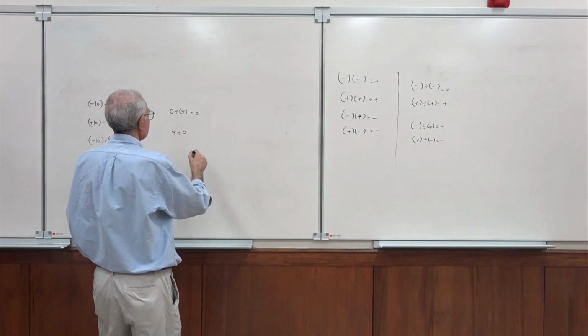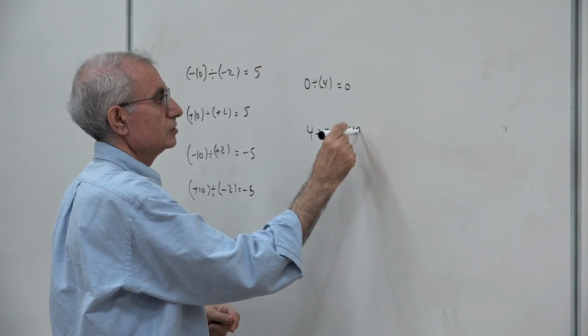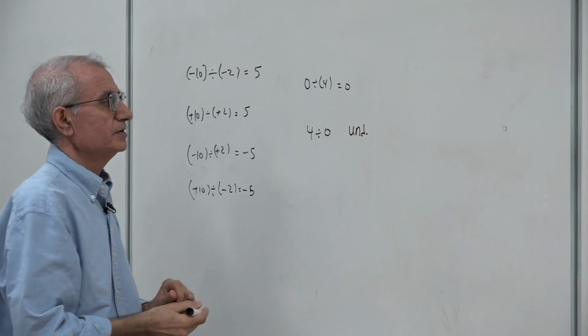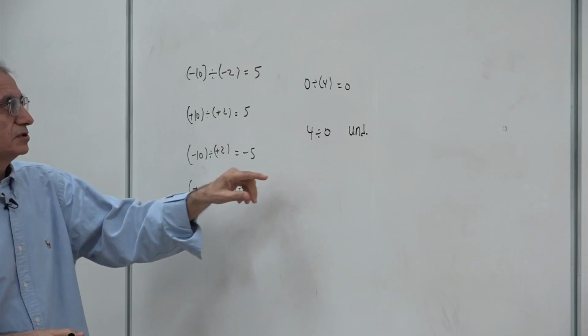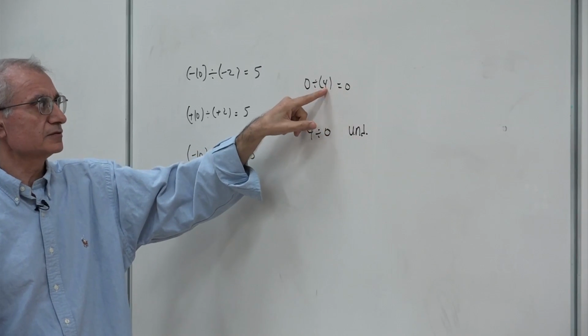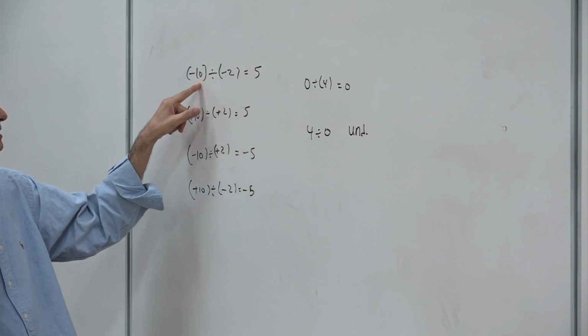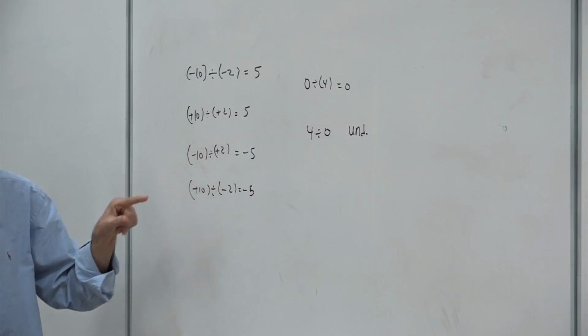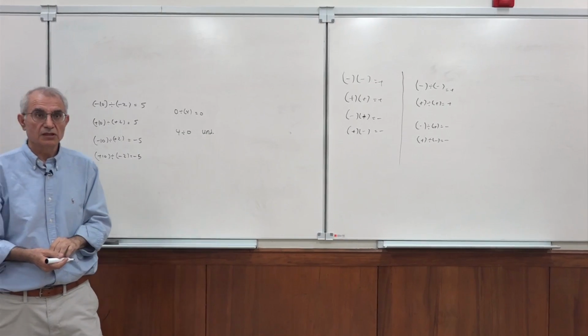So you write undefined next to it. Notice I didn't even write equal to, because as a short abbreviation, I just write undefined. Because there is nothing here I can write that multiplied by 0 will get 4. But here I can. See, 0 times 4 is 0. 5 times negative 2 is negative 10. 5 times 2 is positive 10. So that's why division by 0 is not possible.